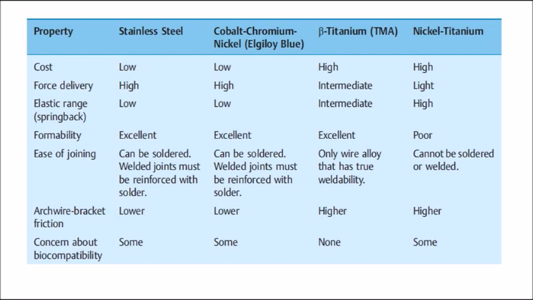So always try to compare and learn these properties, because they can give questions like: the elastic range of stainless steel is more than nickel titanium, is less than nickel titanium, or is equivalent to nickel titanium, and they can give either of these two options as correct. So you can expect questions like this.